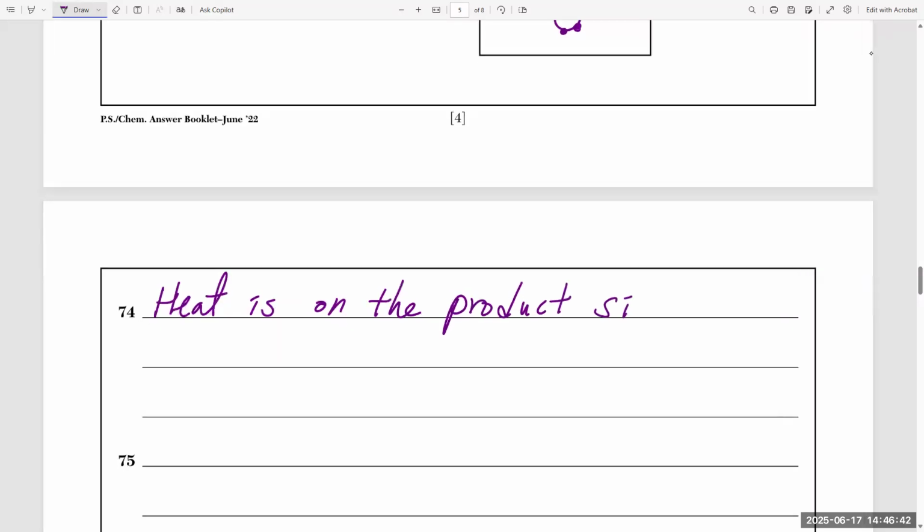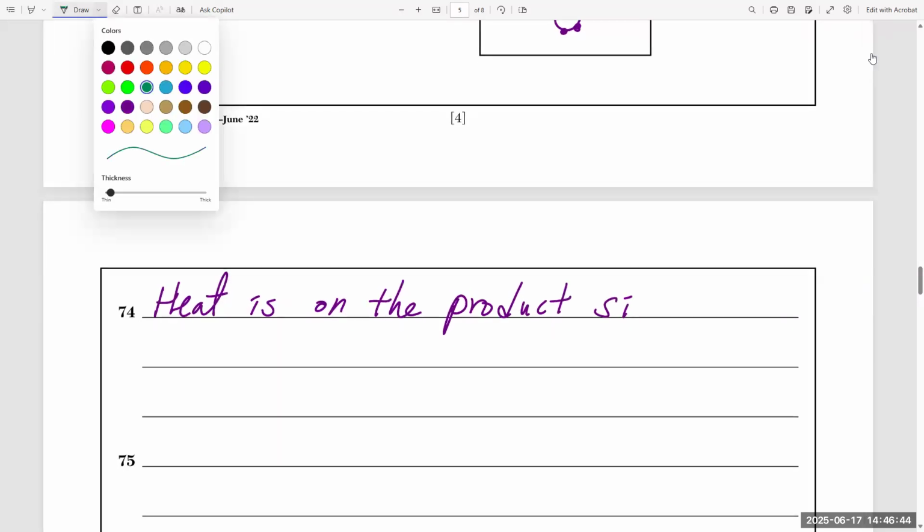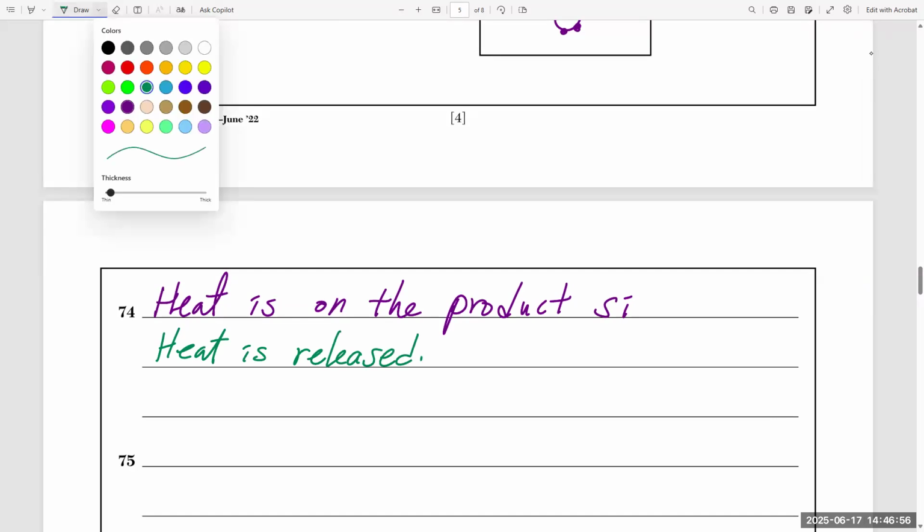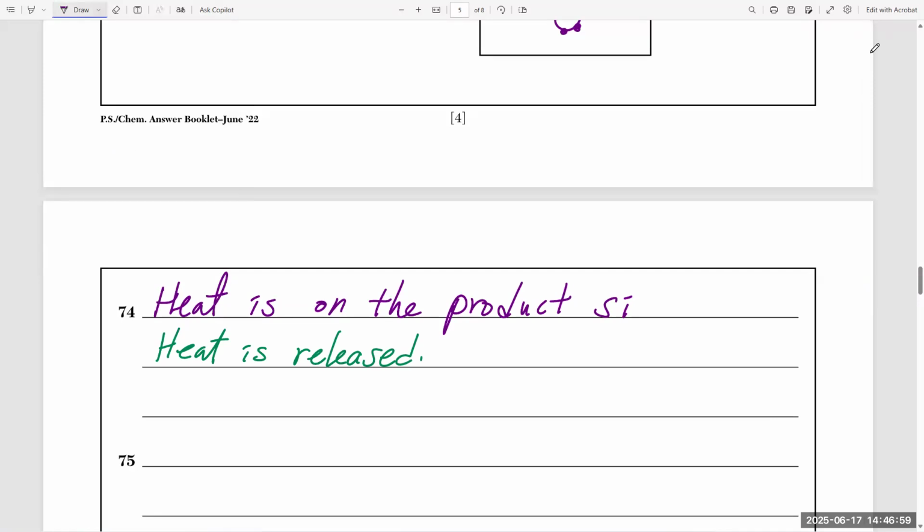I'm going to use different colors so you know that it's not part of the same answer. Or conversely, you could actually just say the definition of exothermic reaction. Just say heat is released. So either one of these answers would be considered correct.